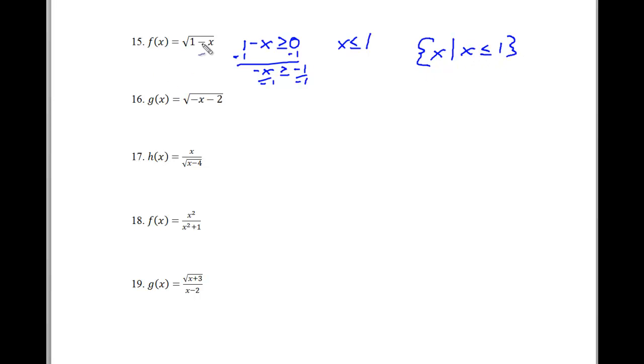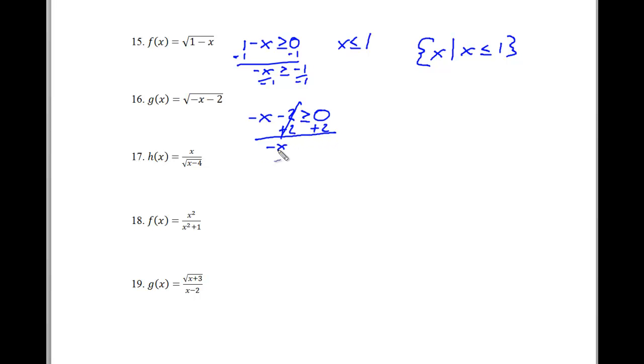We can see that because as long as we plug in a number that's less than or equal to 1, this is going to be a positive number inside the radical. Same thing goes here for number 16. Since we have a radical, we have to make sure that the radical is greater than or equal to 0. So we're going to have negative x minus 2 is greater than or equal to 0. We're going to then solve for x, so we add 2 to both sides.